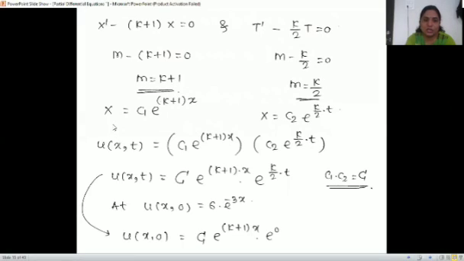So its solution is x is equal to c1 e raised to k plus 1 x, as this is in x. And here is the solution. We are not using c1 again, so we will use c2. c2 into e raised to k by 2 t, as equation is in t.